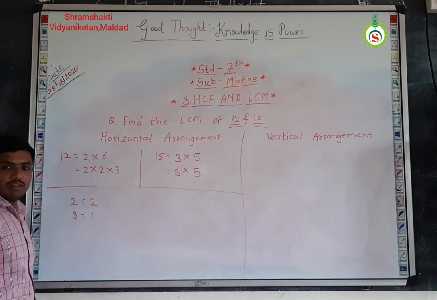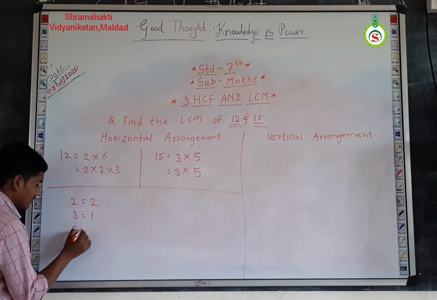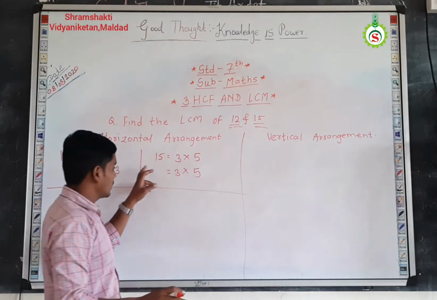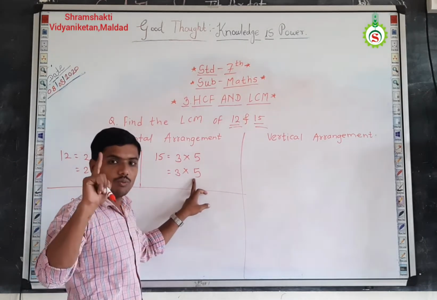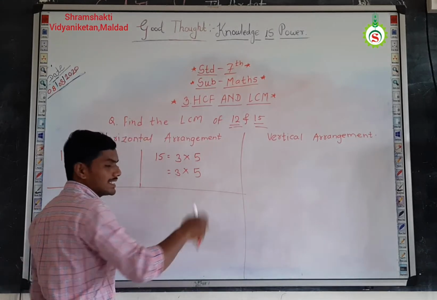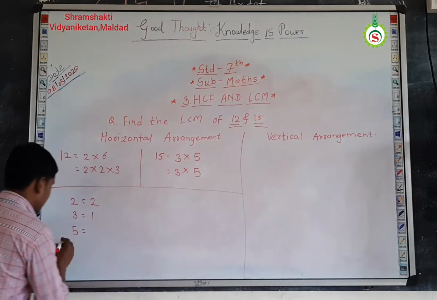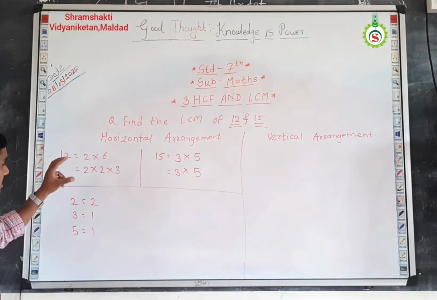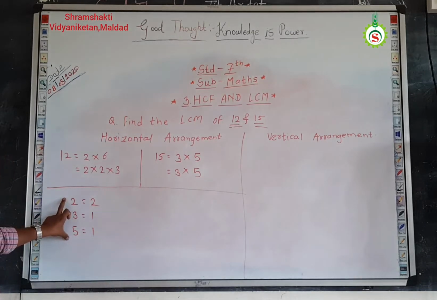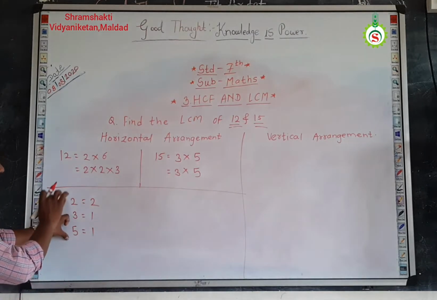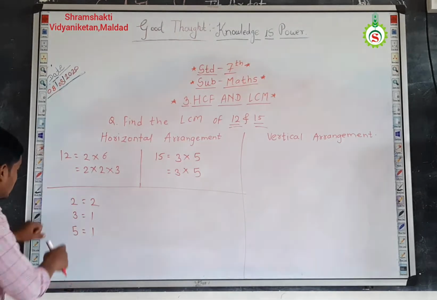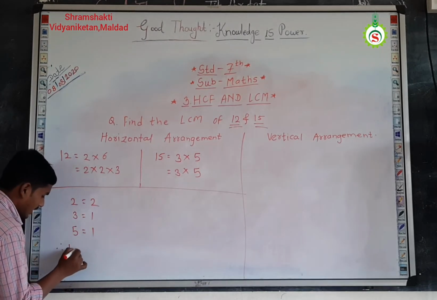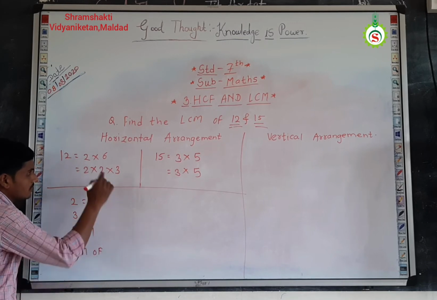Now which is the remaining factor? That is 5. So I will take 5. In the factors of 12, there is no 5, so we will leave that. In the factors of 15, 5 occurs 1 time. That means the maximum occurrence of 5 is only 1 time. So if I want to find the LCM, I take the maximum occurrence of all the factors from both the numbers. Okay, so I have taken the maximum occurrence.